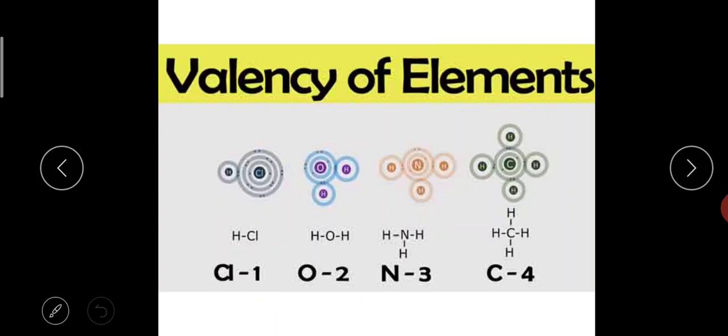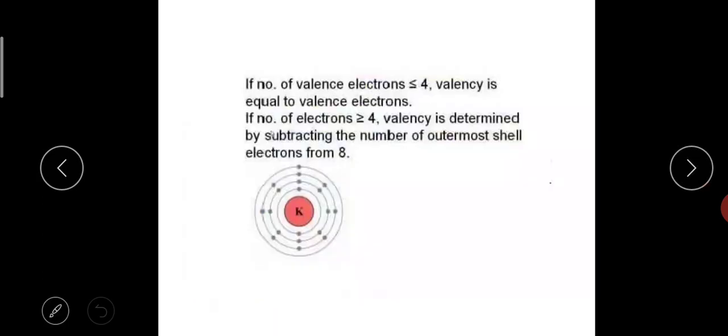For oxygen, the number of electrons present in the outermost shell is 6. How many do you have to add to make it 8? You need 2 more electrons. Those 2 will be given by 2 hydrogens. That is how the valency of oxygen is 2. For nitrogen it is 3, for carbon it is 4. That too you have to remember.